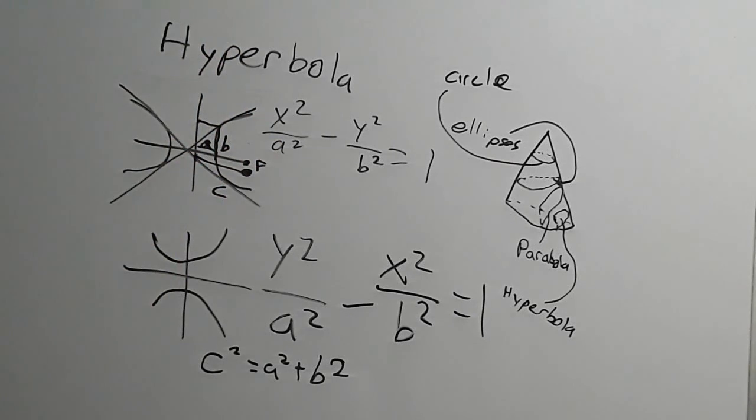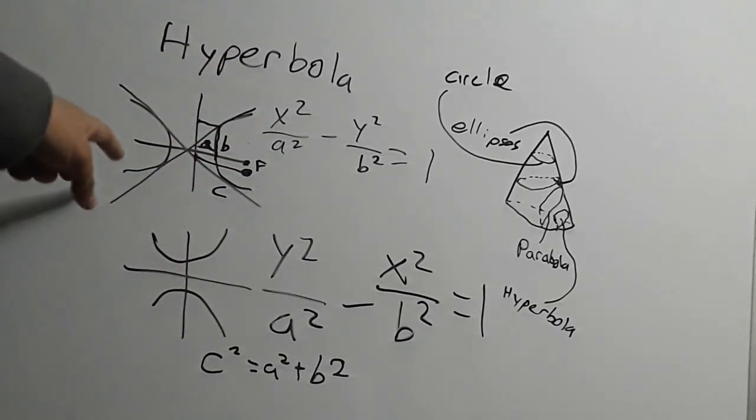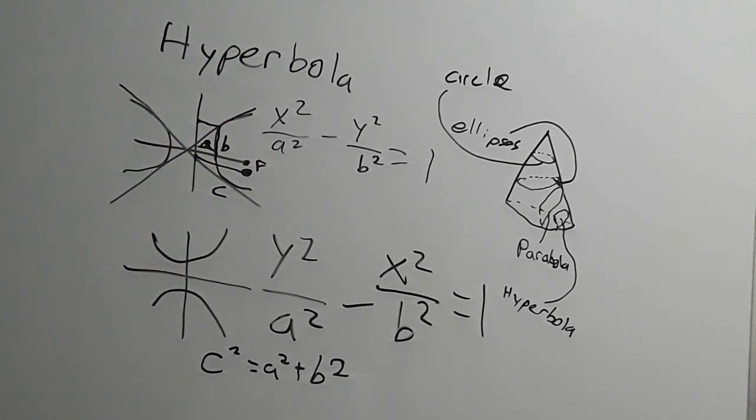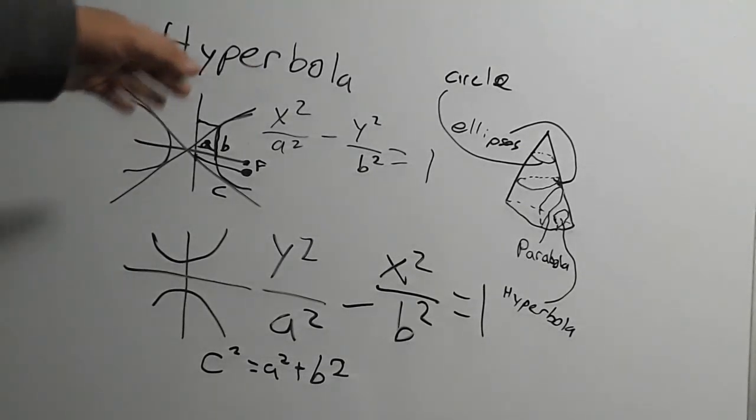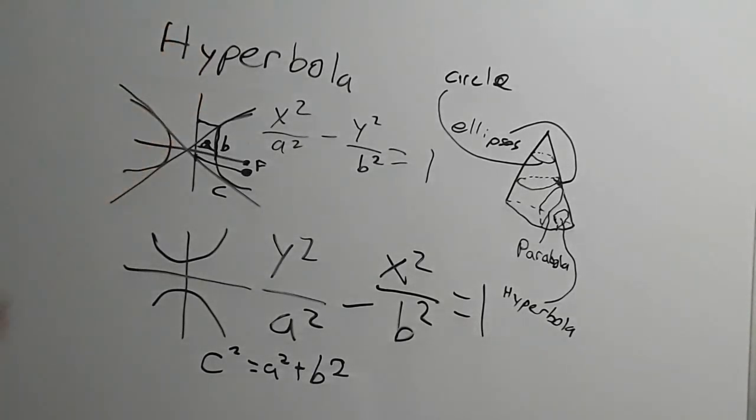And the reason why I drew those lines is because these, I didn't draw it very well, but these are asymptotic to those lines. And if you know what asymptotic means, it means it's just not going to touch that line.